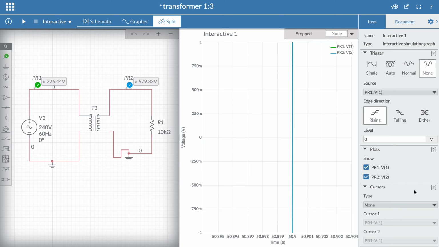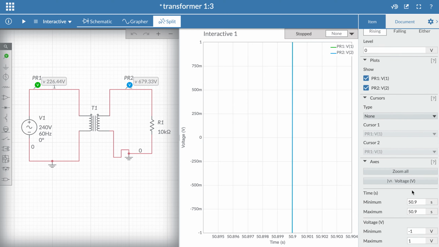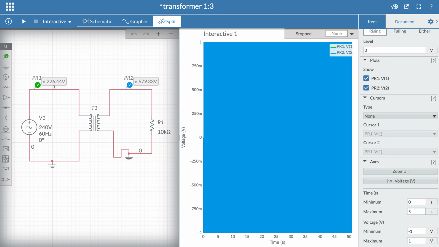We need to shorten the time span. Let's take the time 0. Now 1 second is a long time because here the frequency is 60 Hertz, which means the period, the time of one cycle, is in milliseconds. So it's enough here to take 50 milliseconds.